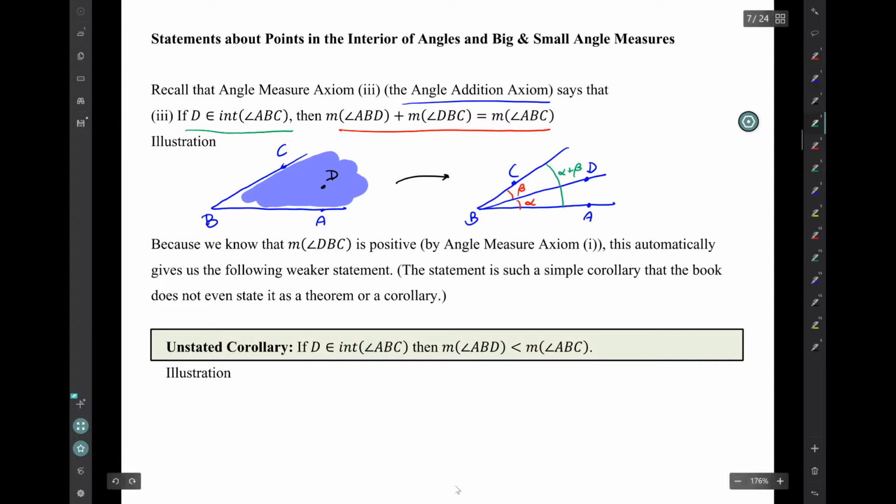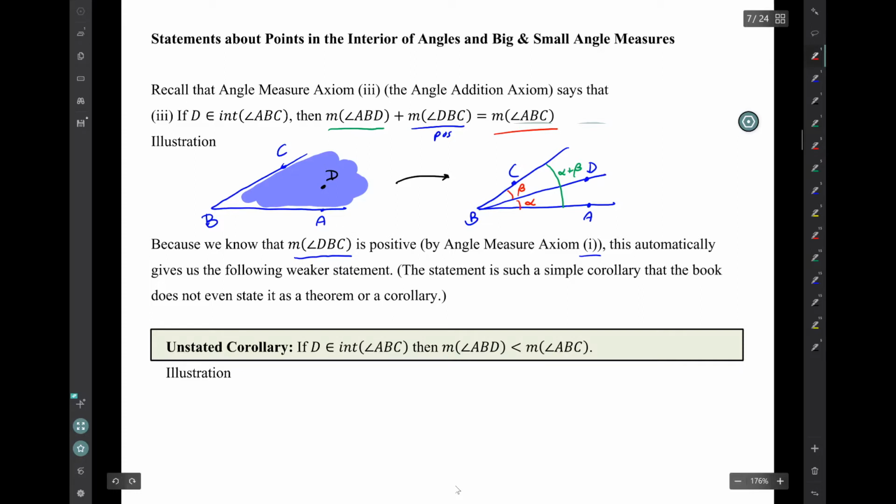There's an illustration of the angle addition axiom. If D is in the interior of angle ABC, then the measures of those angles add up. Now, because we know that the measure of angle DBC is positive by angle measure axiom 1, this automatically gives us the following weaker statement. Since this green thing plus that blue positive thing equals this red thing, we know that the green thing has to be smaller than the red thing. The measure of angle ABD has to be smaller than the measure of angle ABC.